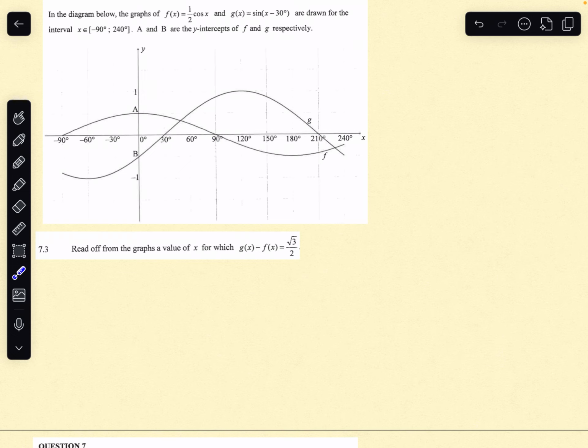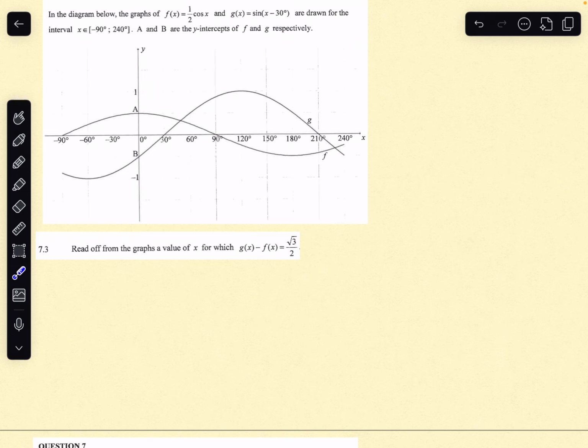It doesn't feel right. It just doesn't feel right. g of x minus f of x is equal to root 3 over 2. That's not even a value that you can properly see. It's not like a half or 1 where you can actually count the blocks. So, who's tricky?